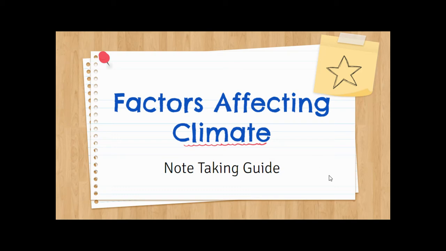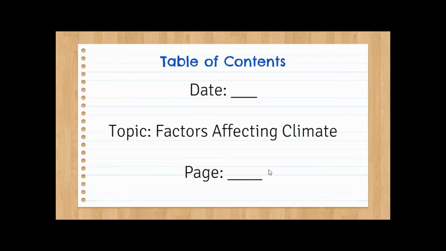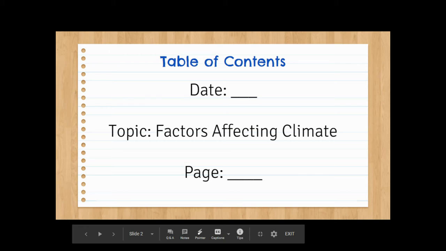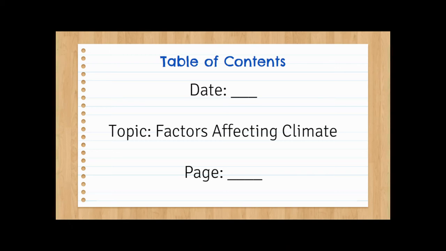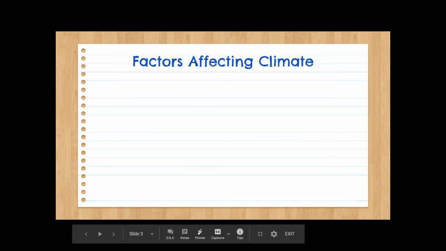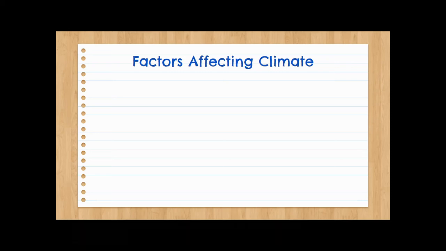In your folder, turn to your table of contents. Add today's date. The topic is factors affecting climate, and the page number will be whatever next available page you have in your folder. At this time, please pause the video to update your table of contents. Now, turn in your folder to the page that you designated to take notes today, and at the top of that piece of notebook paper, title it Factors Affecting Climate. We will be taking notes today on factors that affect climate. Pause the video now if you still need to finish writing the title.